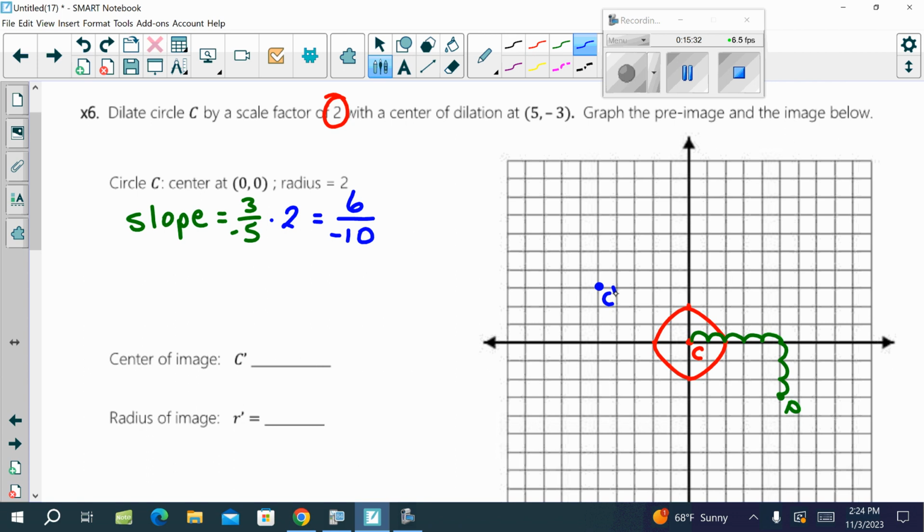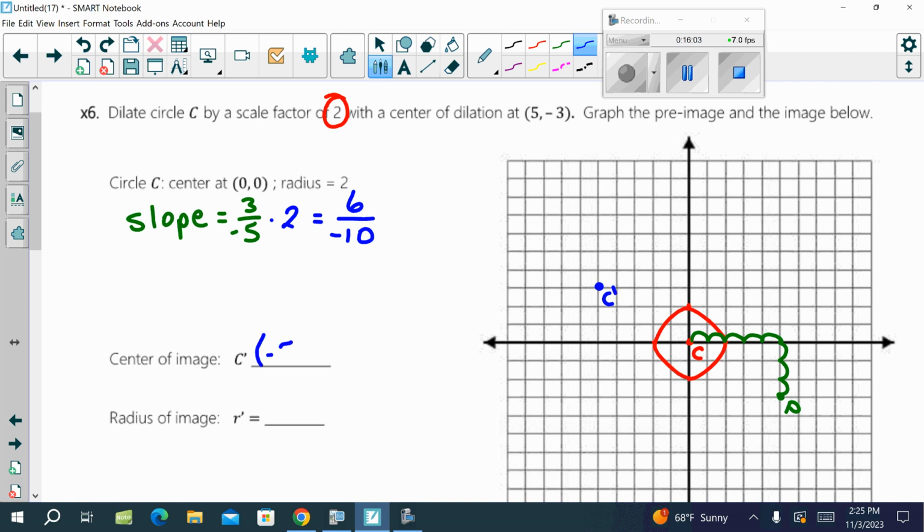So there is C prime. Do you remember what we said about the dilation? We can always draw a straight line from the center of dilation through the point and its prime. Is there a straight line between those three? So did I do it correctly? Very good. So I've got my C prime. Where's it at? What's its ordered pair?